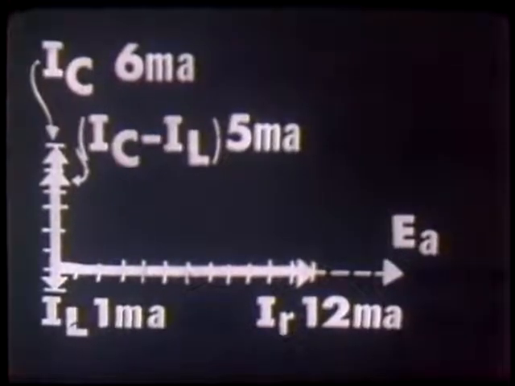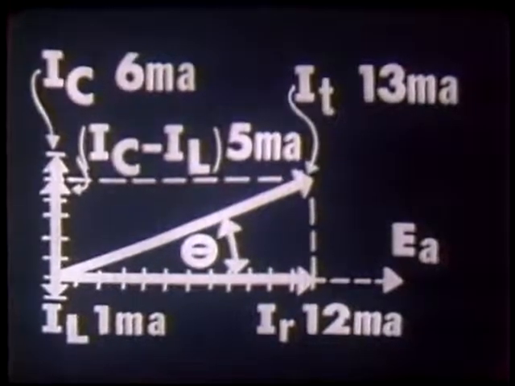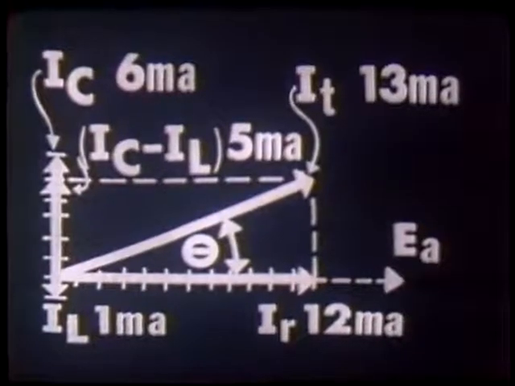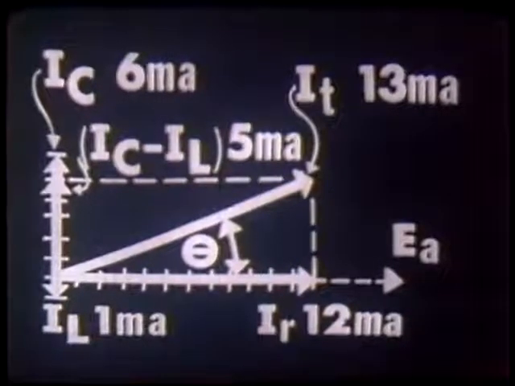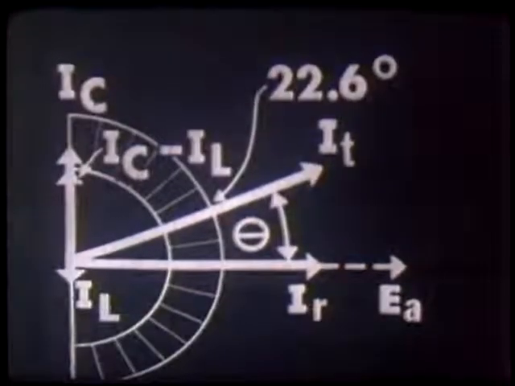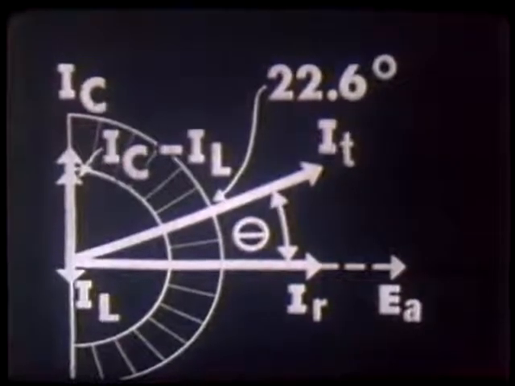We can now construct our parallelogram and draw in our current vector, which would appear like this. If we measured the magnitude of our current vector, IT, it would measure 13 units long, representing a total current of 13 milliamperes. Now we have our phase angle theta generated here. Remember, theta is the angle with which current leads or lags the applied voltage. Here it's leading. We could measure this phase angle with a protractor, and it would read 22.6 degrees. This would be plus 22.6 degrees because we have a leading phase angle.